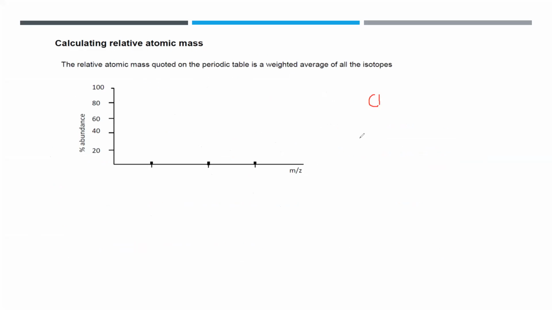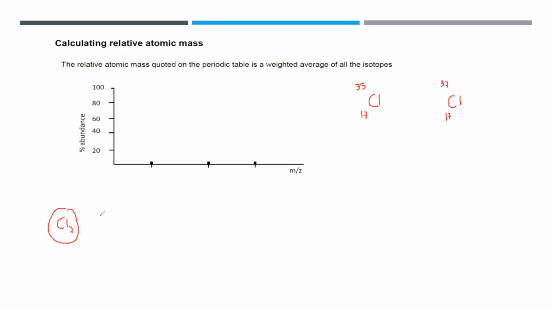Chlorine's atomic number is 17 and atomic mass is 35. This is one isotope. Then there's another isotope of chlorine, which has atomic number 17 but atomic mass 37. Chlorine is a group 7 element, and group 7 non-metals exist as diatomic molecules.